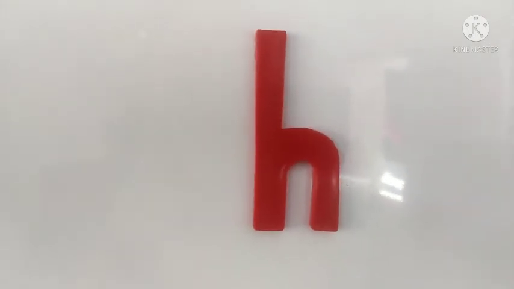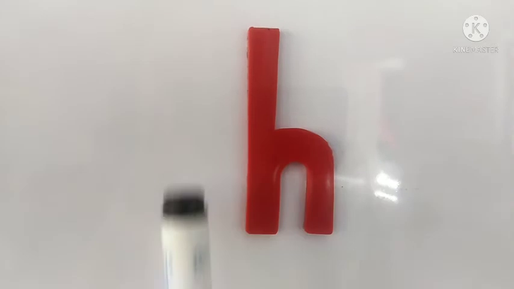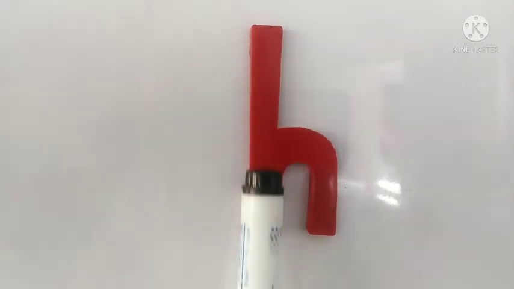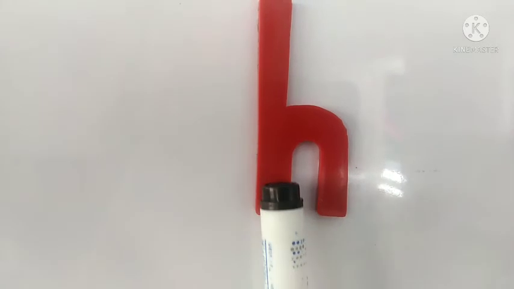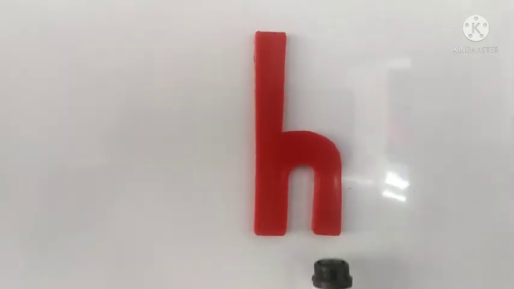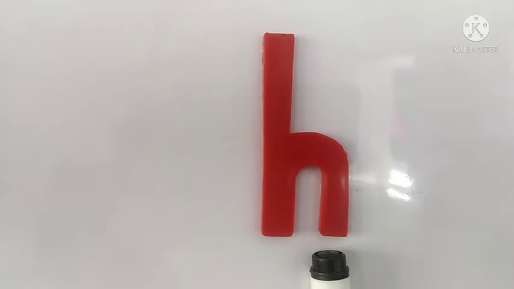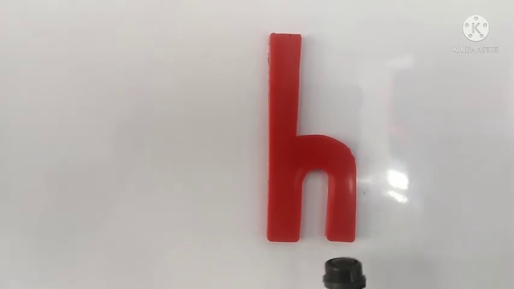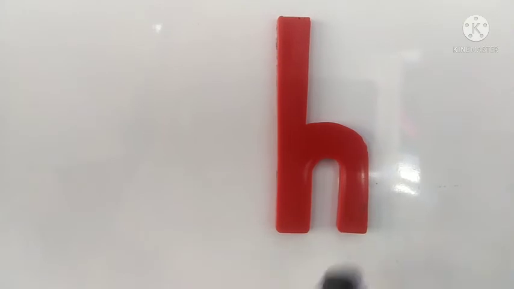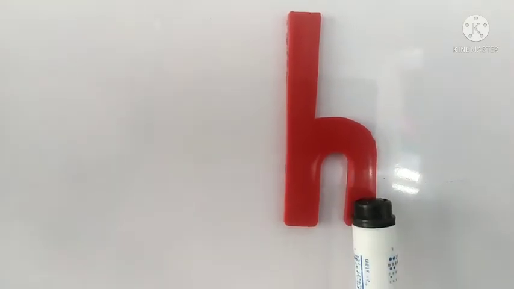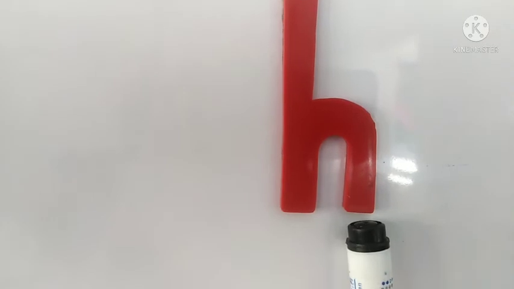Dear kids, as you can see its formation, first there is a standing line and then this standing line is following a curve. This is what we call H. Which letter is this? H. Kids, the sound of letter H is ha, ha, ha. What is the sound of letter H? Ha. This is letter H, and the sound for letter H is ha.